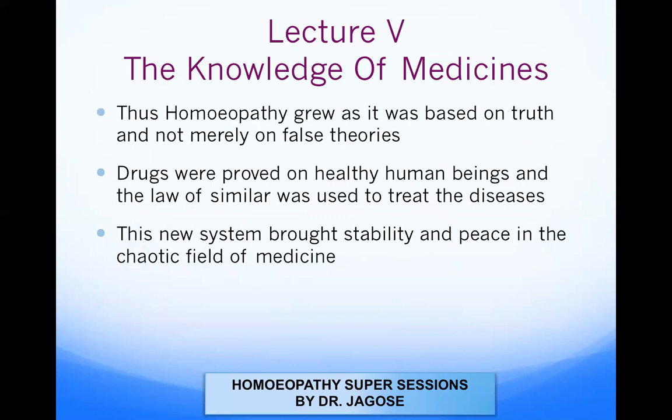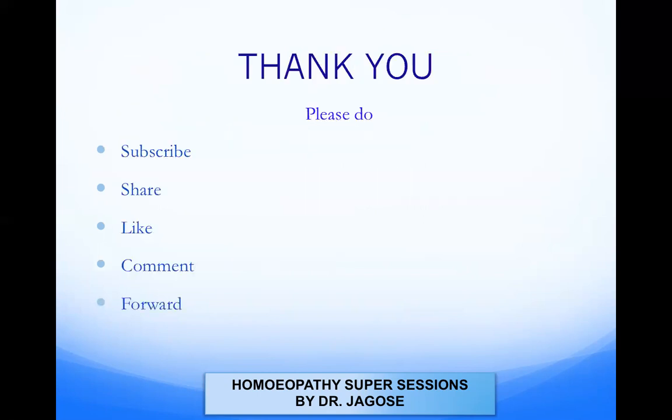Thus, homeopathy grew, as it was based on truth and not merely on false theories. Why did homeopathy grow? Because it was based on truth. Drugs were proved on healthy human beings, the materia medica was pure, and the law of similars was used to treat diseases. This new system brought stability and peace in the chaotic field of medicine. Its popularity grew because it was based on truth, it was stable, and it was quite efficient. So that's all Richard Hughes wants to tell you in this lecture.